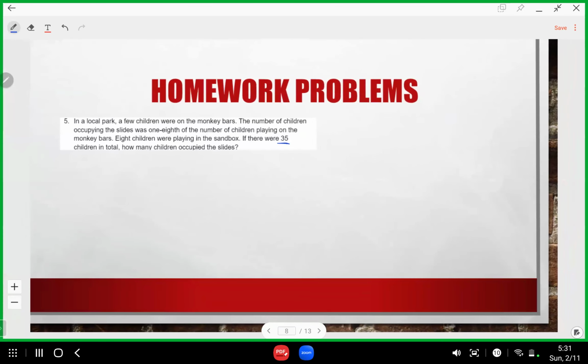So first, the kind of irrelevant number is the children playing in the sandbox. So you just subtract 8 from 35 to get 27, and you don't do anything else. And then when you have 27, the children occupying the slides was 1/8 of the children on the monkey bars. So all I did was just 27 divided by 9 to get 3. And then the people on the slide were 3. Right, so let me see here.